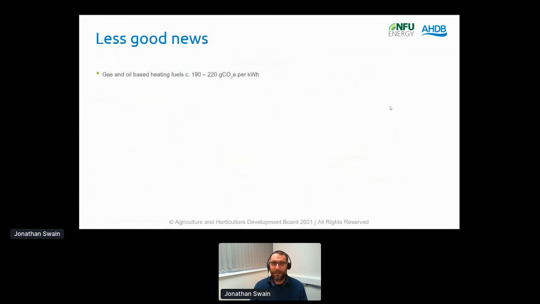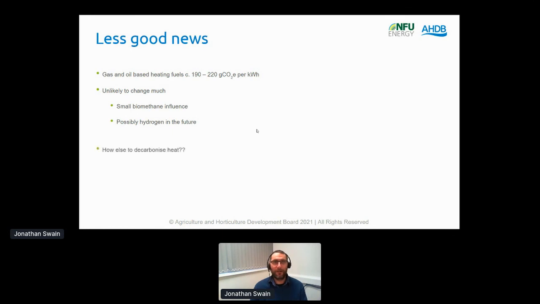Less good news in heating. Really, we burn fossil fuels for heating mostly, and they have carbon in them, and it's very difficult to reduce that carbon. In terms of natural gas in the grid, that's where we can probably have the biggest impact, by putting green gas into the grid or hydrogen into the grid, and that will reduce the embodied emissions of natural gas.